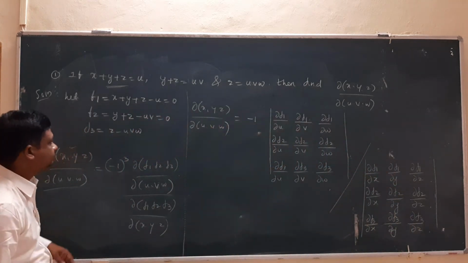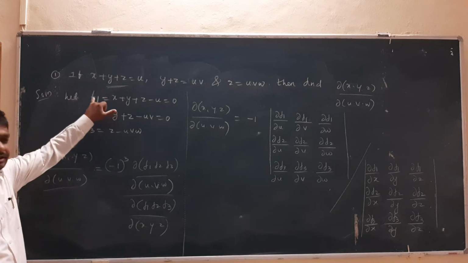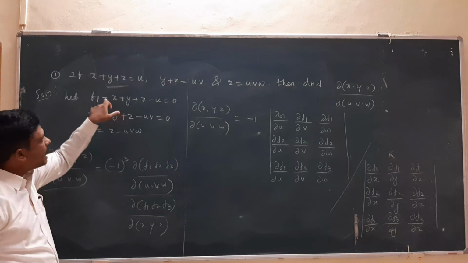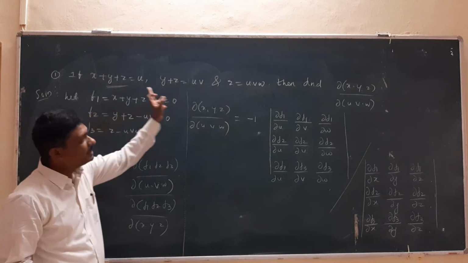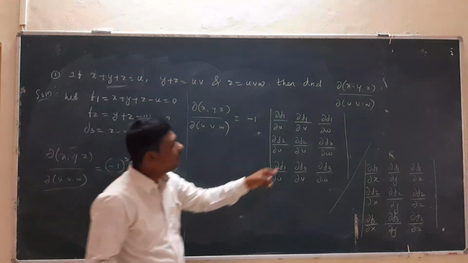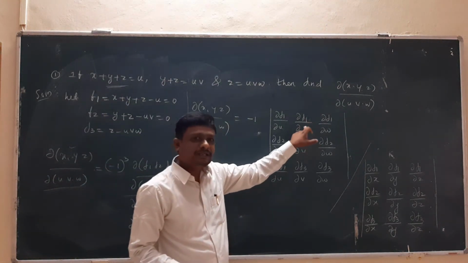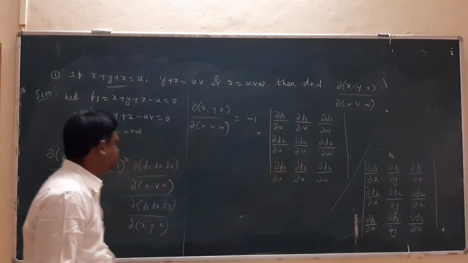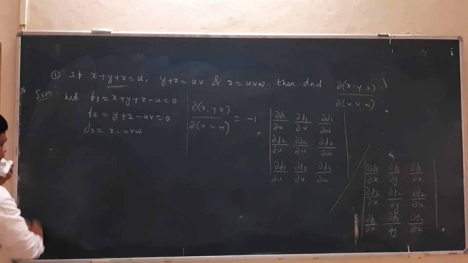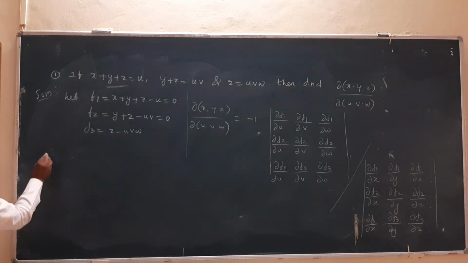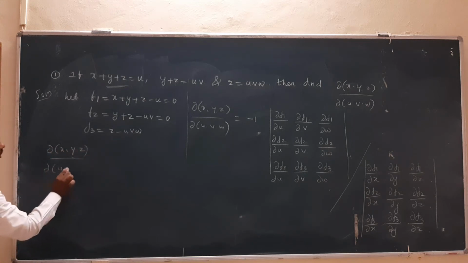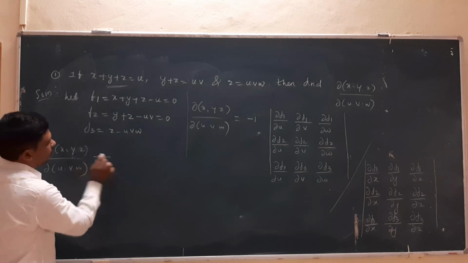So here, while differentiating F1 with respect to u, in case of an implicit function, other than u, the remaining terms become constant. So the derivative of a constant is 0. Again, when differentiating F1 with respect to v, other than v, all the remaining terms become constant. So I will simplify this one. Therefore, ∂(x,y,z)/∂(u,v,w) is equal to minus.